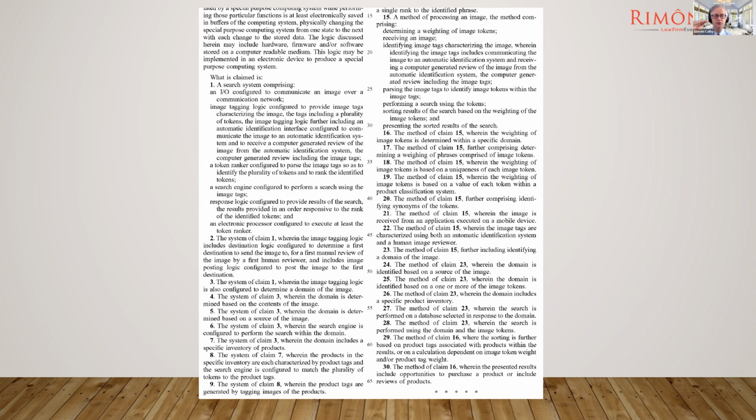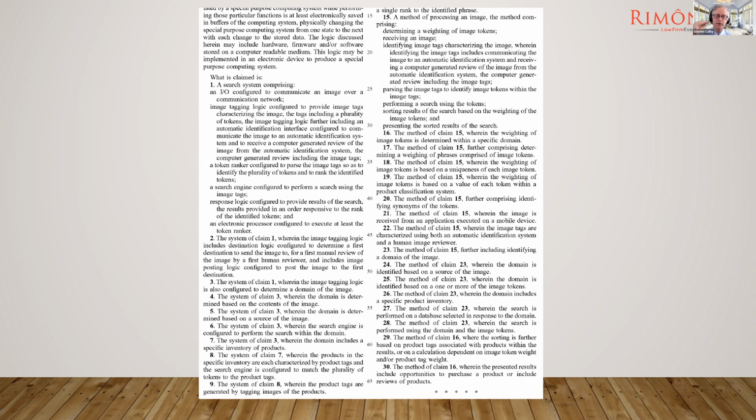So in order to infringe this method claim, somebody has to do every one of those steps, including all the little details in each of those paragraphs. And just like the system claim, the method claim has a bunch of dependent claims hang off of it. Claims 16 to 30 all depend either directly or indirectly on claim 15.